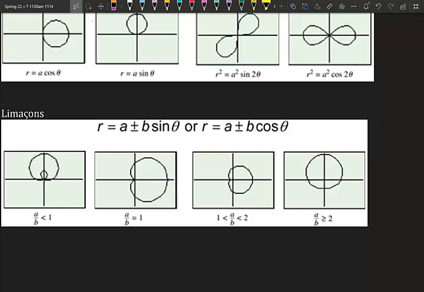So r equals a plus or minus b sine theta, or r equals a plus or minus b cosine theta. So this is what they would look like. If a over b is less than 1, it's going to look like the left one. If a over b equals 1, it's the middle left one. If a over b is between 1 and 2, it'll be a smaller one to the right. And then if a over b is greater than 2, it's going to be a big one that opens up to the top. Again, this is all terminology just for you to keep in your notes for when you go to pre-calc, you can bust this out again.